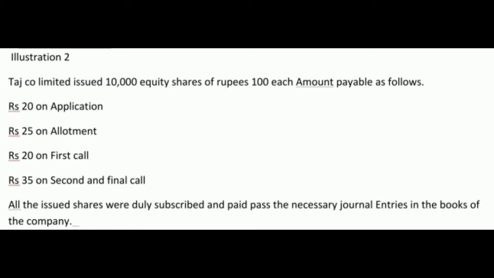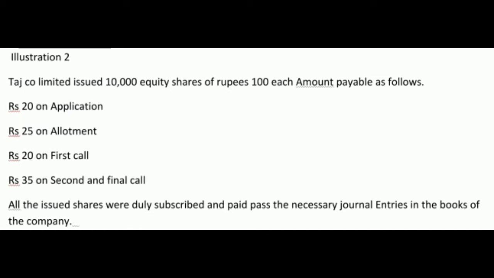And they have collected the amount in 4 different installments. So rupees 20 on application, you have to multiply 10,000 into 20. Then rupees 25 on allotment, 10,000 into 25. And rupees 20 on first call, 10,000 into 20. And rupees 35 on second and final call, so 10,000 into 35.